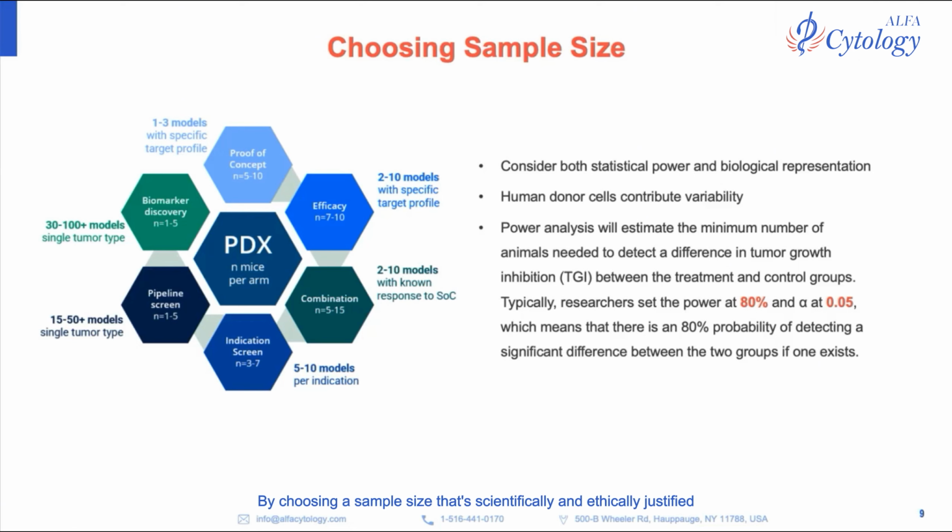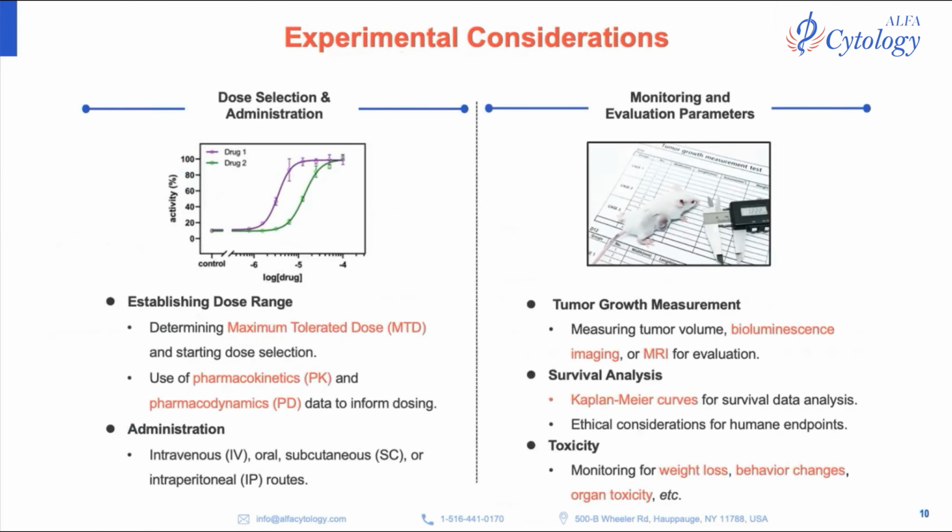By choosing a sample size that is scientifically and ethically justified, we enhance the reliability of our findings and reduce the risk of drawing incorrect conclusions. In addition to sample sizes, another critical factor is dose selection and administration routes. Dosing in preclinical studies isn't just about determining how much of a drug to give. It is about choosing the right balance between efficacy and safety.